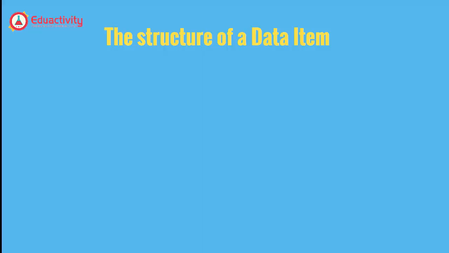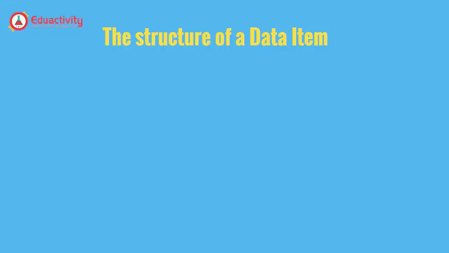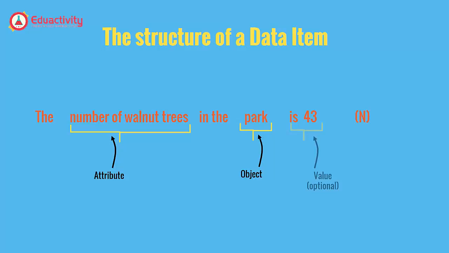Now that we're familiar with the purpose and use of a data item, let's examine its structure. A data item includes the following elements. First, we specify the attribute, then the relevant object, then optionally, the value, and finally, optionally, the identifier. The identifier will represent the data item in equations. You may use any naming convention for the identifier as long as it makes sense to you.